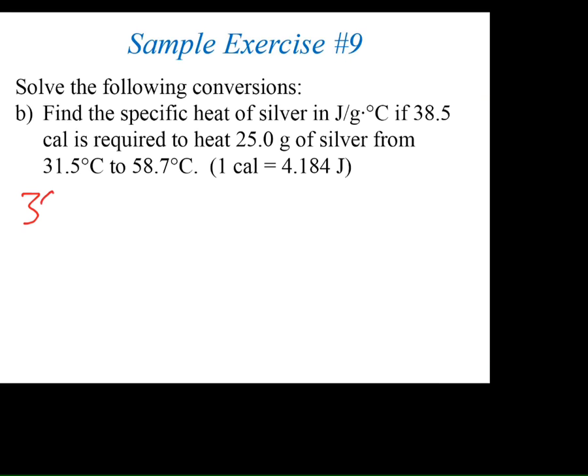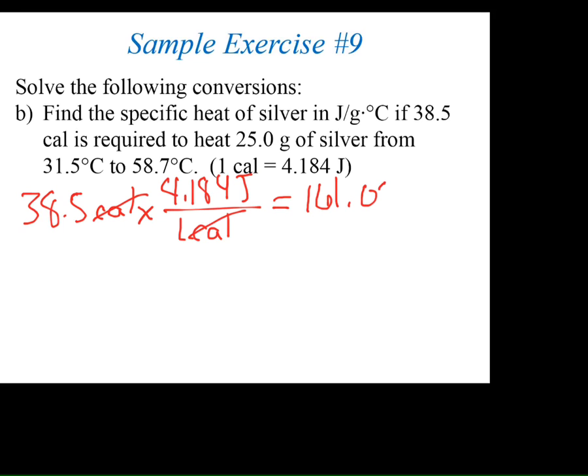So first I want to turn calories into joules. 38.5 calories. Let's turn that into joules. So 1 calorie, remember that one's exact, that's one of the exact ones, is 4.184 joules. So, got my calculator. Throw it on the ground. So, 38.5 times 4.184 is 161.084.